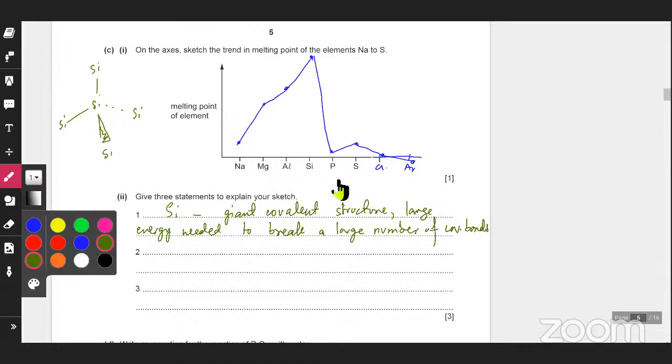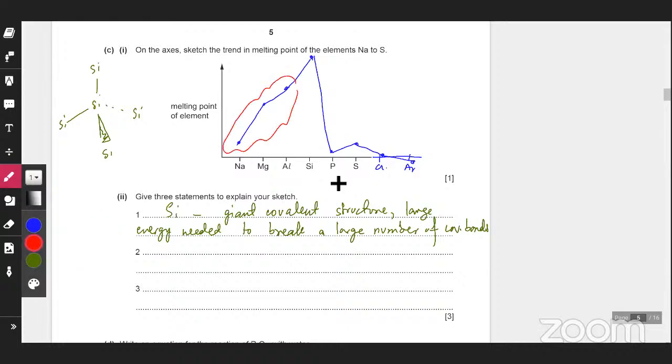So, anyways, what about the first three? The first three are metallic. Na, Mg, and Al have metallic bonding, and Na has the weakest metallic bond, while the other one, aluminium, has the strongest.